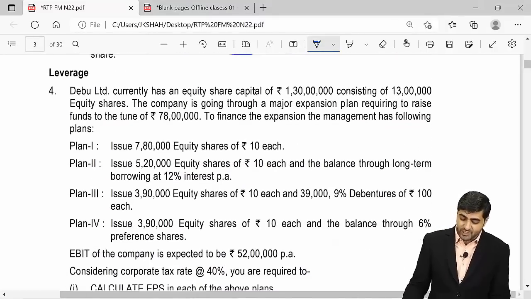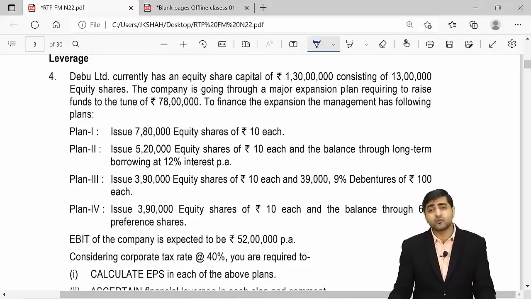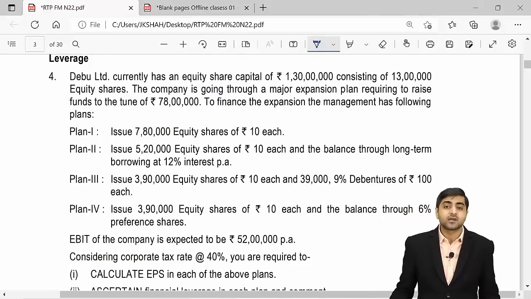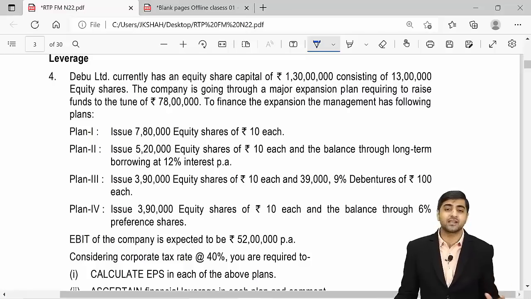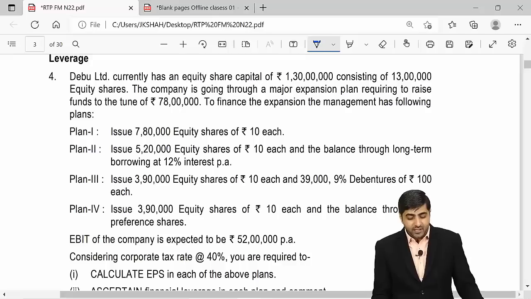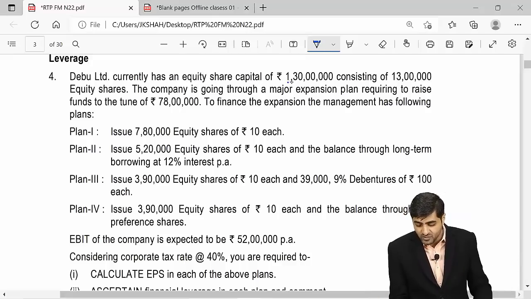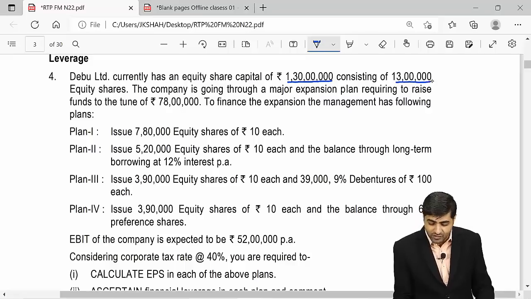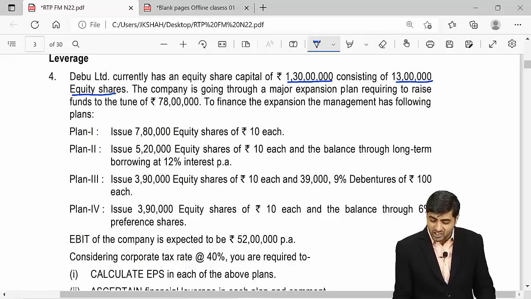So now let us start with the next question. Now this is a question regarding leverages, and also one of the most common questions which you must have also practiced in your JK Shah classes material as well. See what is given to you in this particular question, that Debu Limited has currently an equity share capital of rupees 1 crore 30 lakhs consisting of 13 lakh equity shares, and the company is going through a major expansion plan and it requires funds to the tune of rupees 78 lakhs.